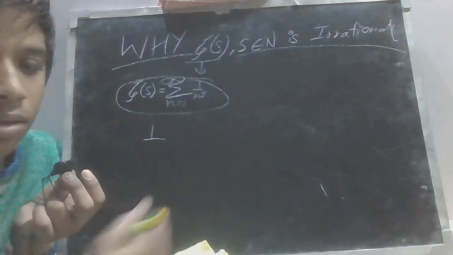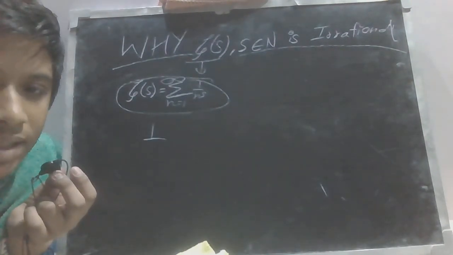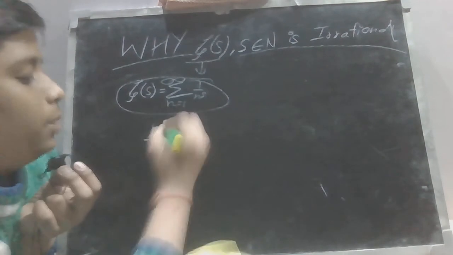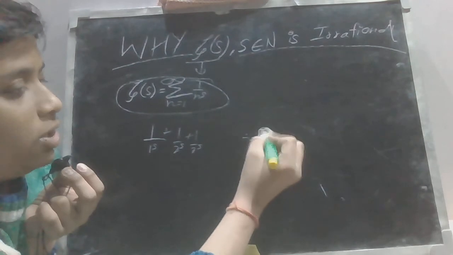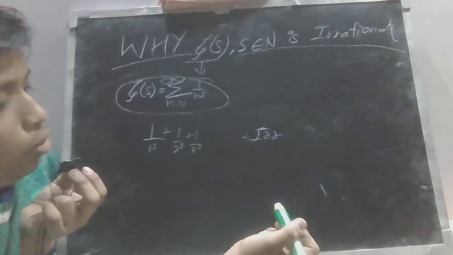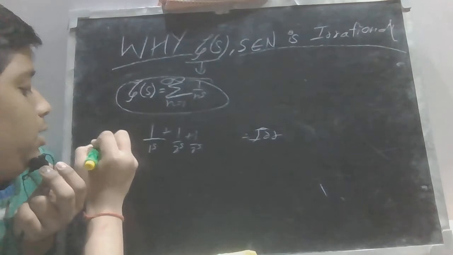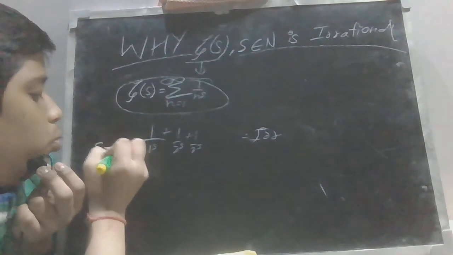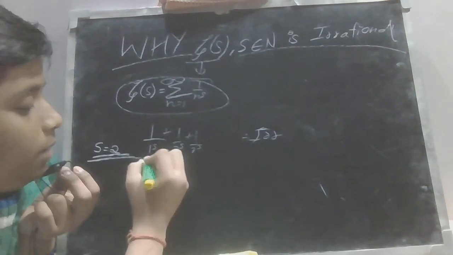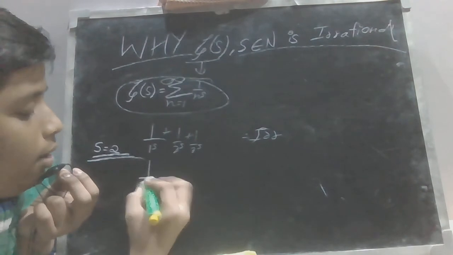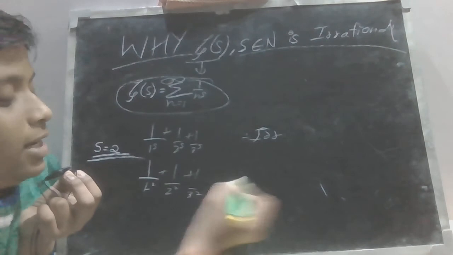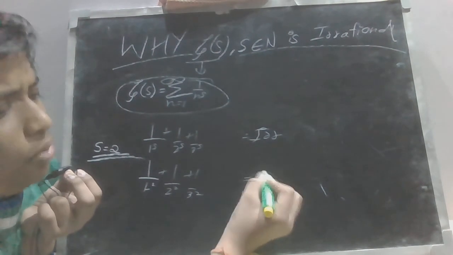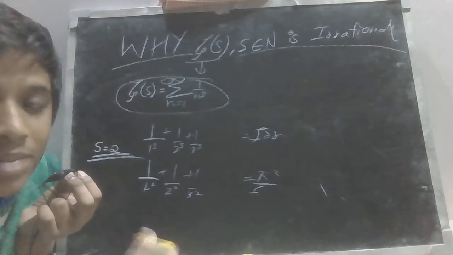Okay, let's start. 1 upon 1 to the power s plus 1 upon 2 to the power s plus 1 upon 3 to the power s is irrational. So how do I prove this? Let's take the value of s as 2. That means 1 upon 1 to the power 2 plus 1 upon 2 to the power 2 plus 1 upon 3 to the power 2 tends to an irrational number. Now you would say that you know it's pi square upon 6, but how am I saying it is irrational?